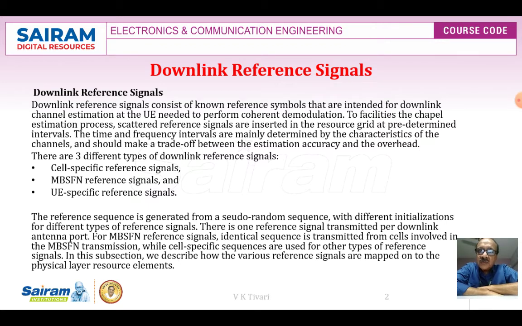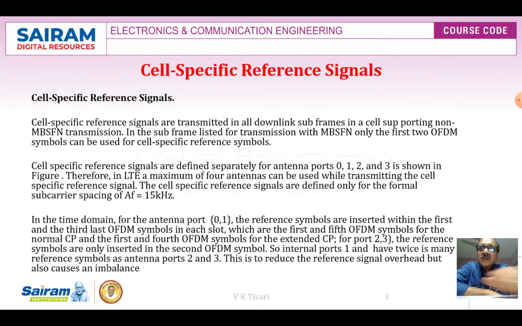In this subsection, we describe how the various reference signals are mapped onto the physical layer resource elements. Cell-specific reference signals are transmitted in all downlink subframes in a cell supporting non-MBSFN transmission. In the subframes allocated for transmission via MBSFN, only the first two OFDM symbols can be used for cell-specific reference symbols.